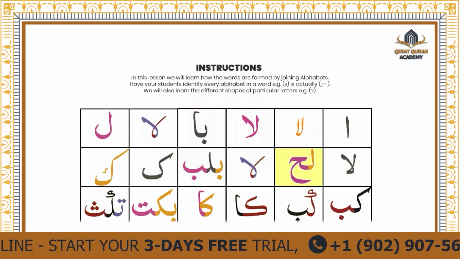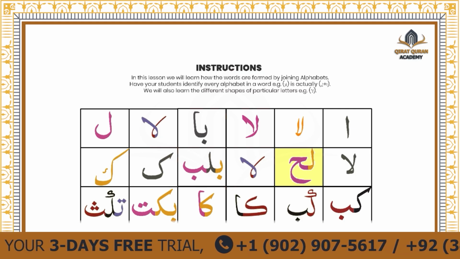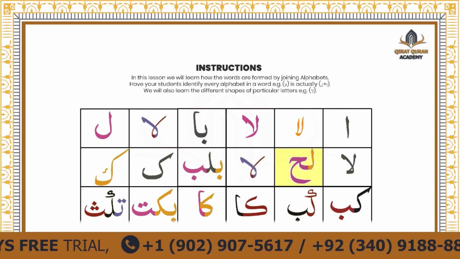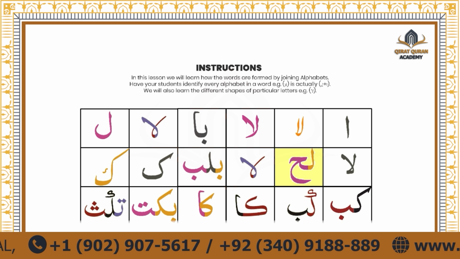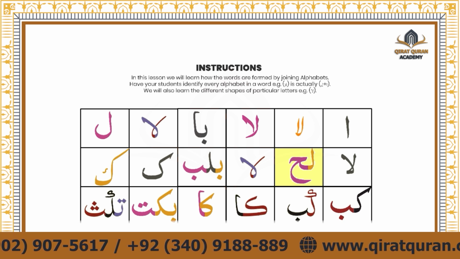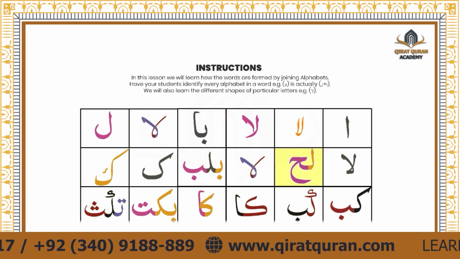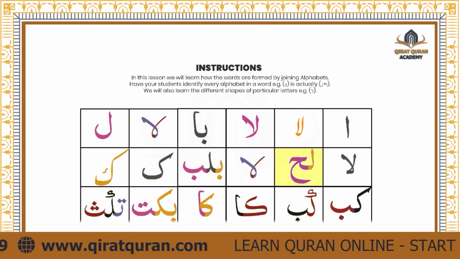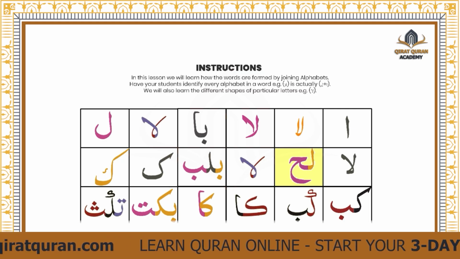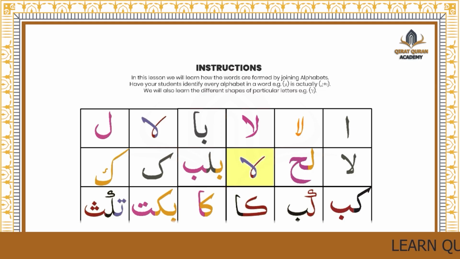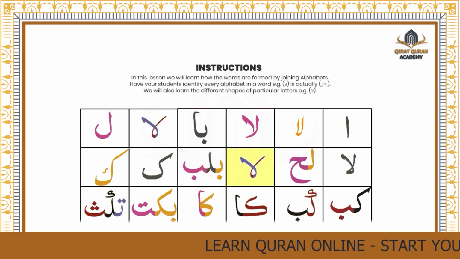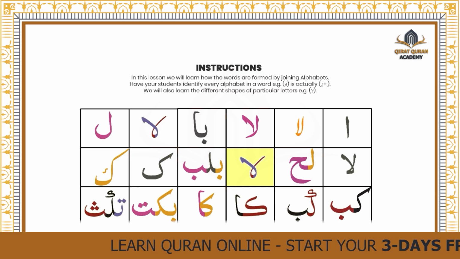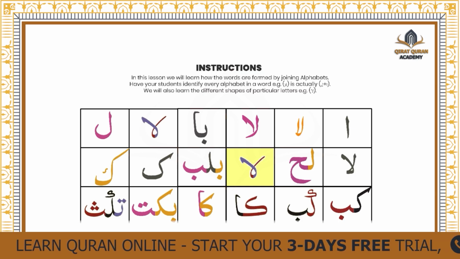Then these two letters are, first one, the orange one, is lam, and the second one in purple color is ha. Lam, ha. This one is lam alif. The purple one is lam and the blue one is alif.